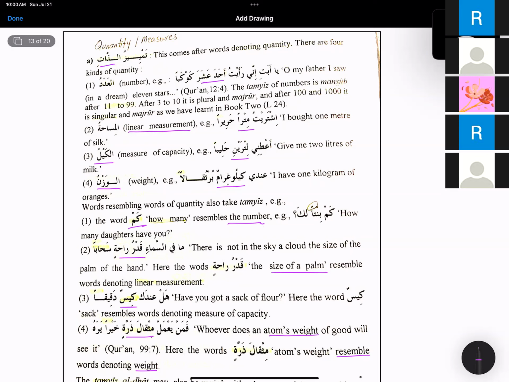And sometimes there are things that we did not mention as some measure of capacity or weight or other, but these things resemble these scales of measurement, and still we need to bring tamyiz after that. An example is ma fis-sama'i qadru rahatin sahaban. Sahaban means cloud. So ma means not. Fis-sama'i, in the sky. There is no cloud in the sky, right? There is not in the sky a cloud.